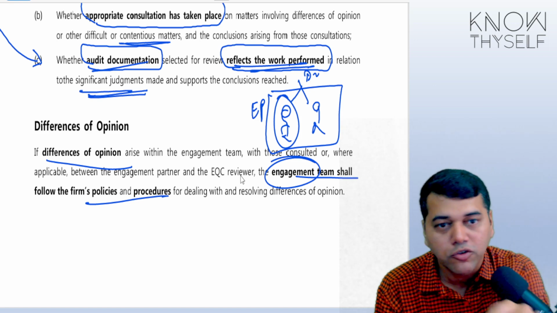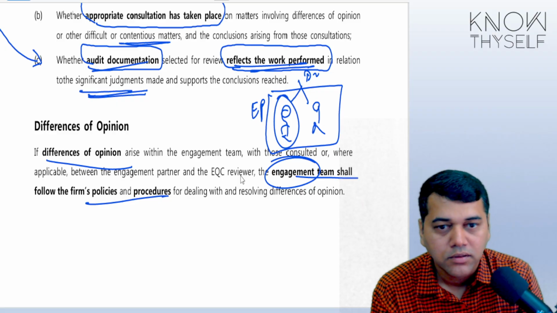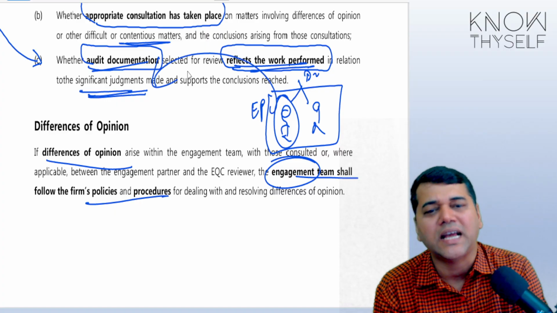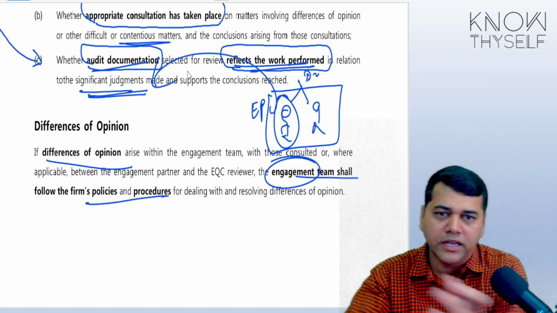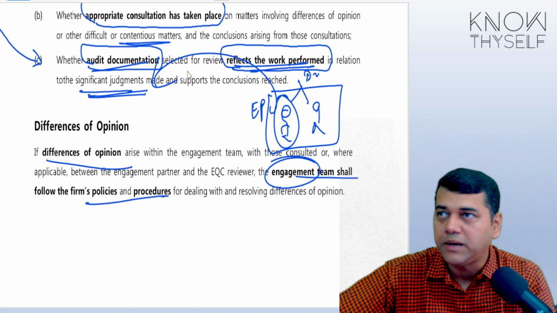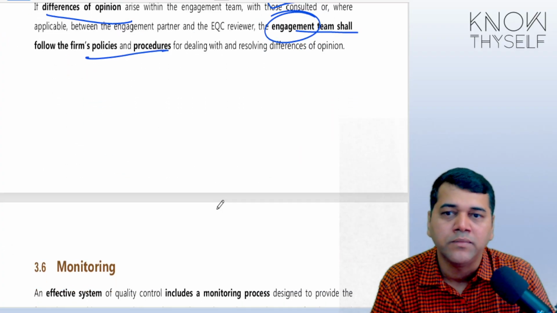Why? Because otherwise you will be in a problem. If you are not following the firm's policy and procedure, then you escalate, then you take certain actions. If it is not getting addressed here, then you take external help. Qualified people, all those things are anyhow there.